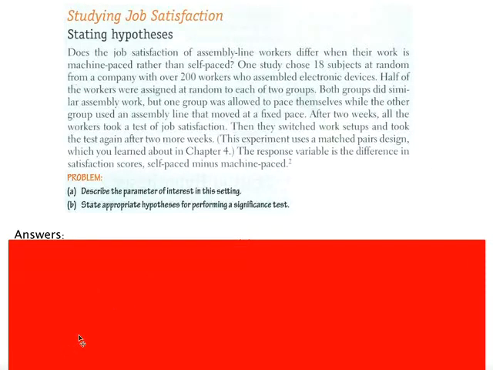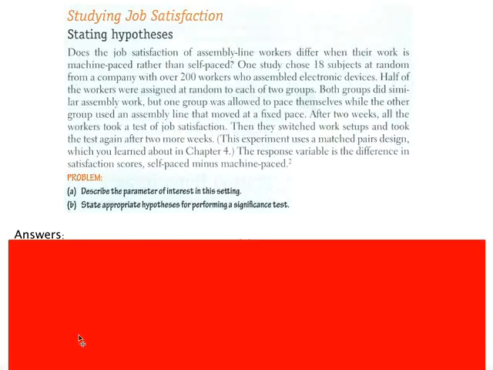So I think the best way to start with this one is just to look at an example and see what's happening, because I think it will make more sense whenever you're seeing an example. So, does the job satisfaction of assembly line workers differ when their work is machine-paced rather than self-paced? One study chose 18 subjects at random from a company with over 200 workers who assembled electronic devices. Half of the workers were assigned at random to each of two groups. Both groups did similar assembly work, but one group was allowed to pace themselves, while the other group used an assembly line that moved at a fixed pace. After 2 weeks, all the workers took a test of job satisfaction. Then they switched work setups and took the test again after 2 more weeks.